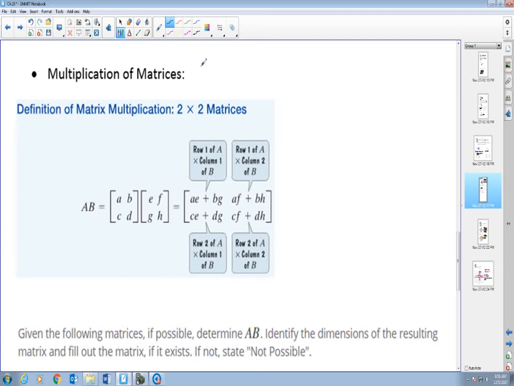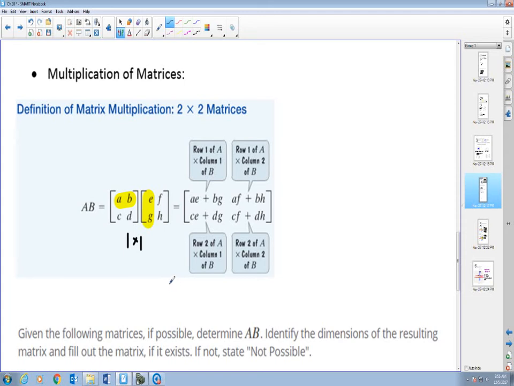The way we multiply is row times column. When I take matrix A times matrix B, I take the first row of matrix A times the first column of matrix B. So that will be A times E plus B times G. Think about what I just did: I took the first row times the first column, so that will give me the 1, 1 entry.